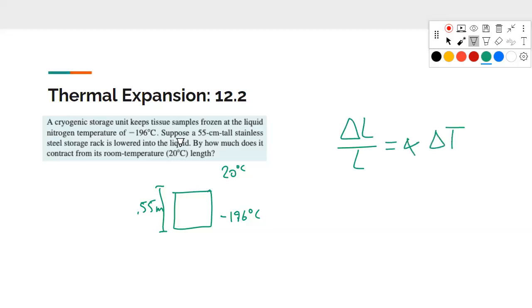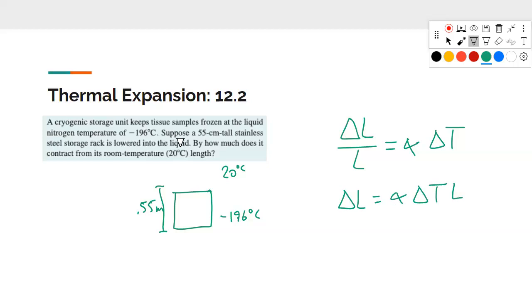And so they want to know by how much it contracts. So that's just delta L. And then we're talking about a delta T. Is it important that we convert to Kelvin, or can we just leave it as Celsius? Good, I see some nodding, some head shaking. We can just leave these temperatures in Celsius, because the temperature difference in degrees Celsius is the same as in Kelvin.